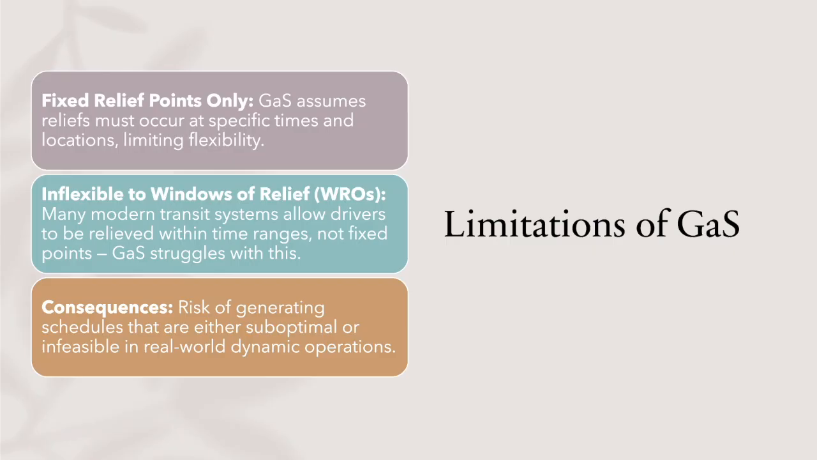So what are the limitations of GAS? While GAS has been very successful historically, it has some limitations. Chief among them is the assumption of fixed relief points. In practice, relief often happens within a time window. For example, a bus driver can be relieved anytime between 12 p.m. to 12:15 p.m. depending on the traffic. GAS does not adapt easily to this flexibility, sometimes resulting in impractical or costly schedules.